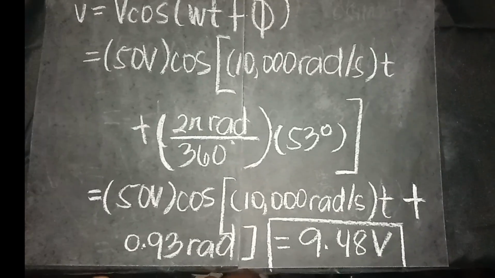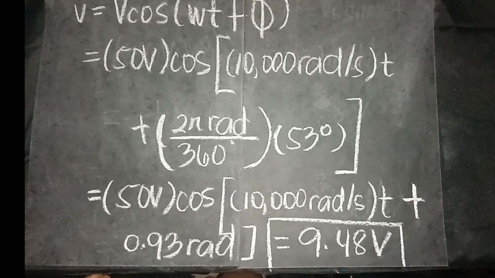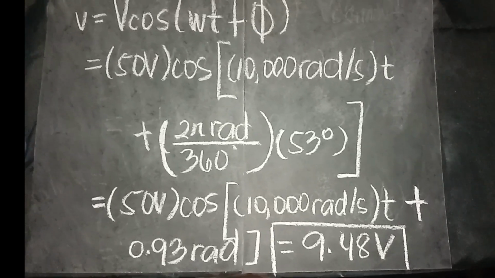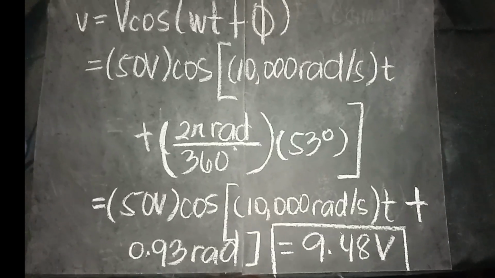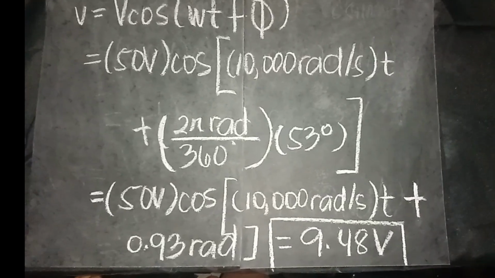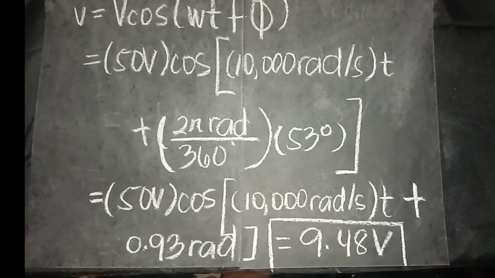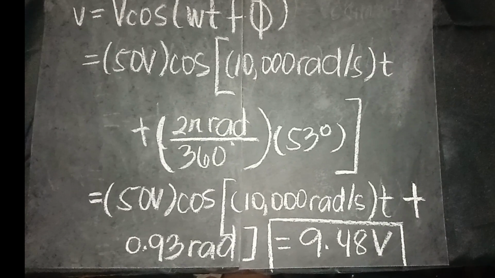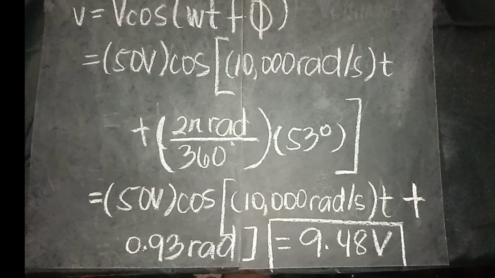And if you are wondering where the 0.93 rad came from, it is the same answer as 2 pi rad over 360 degrees times 53 degrees, which gives 0.93.